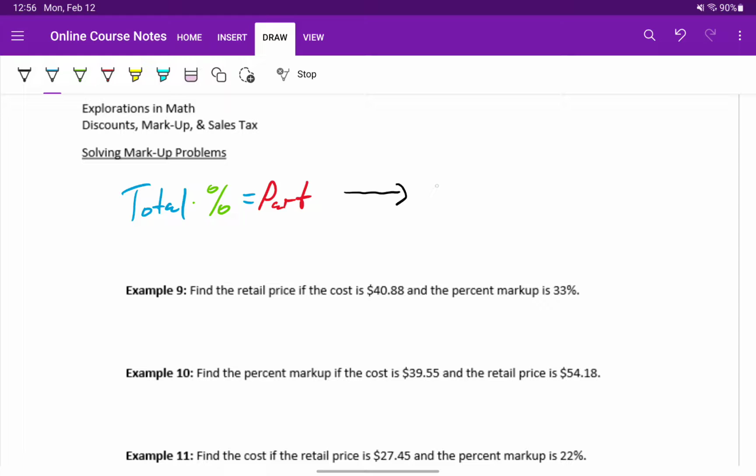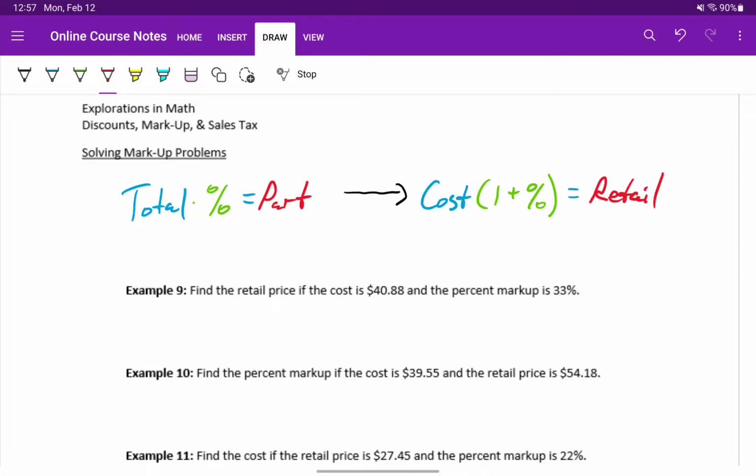And for markup problems, we're going to set this up as cost, meaning the cost that someone pays for an item that they plan to then sell. So there's the cost they paid for it, times 1 plus that markup percentage. So the 1 plus is just going to increase that value. And that's going to be equal to the retail value of the item.